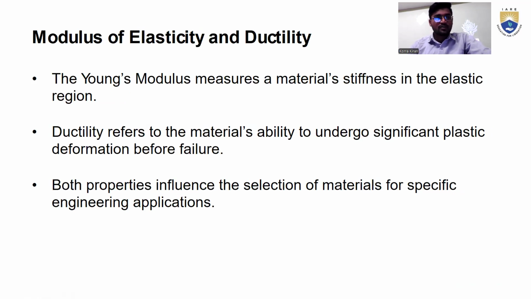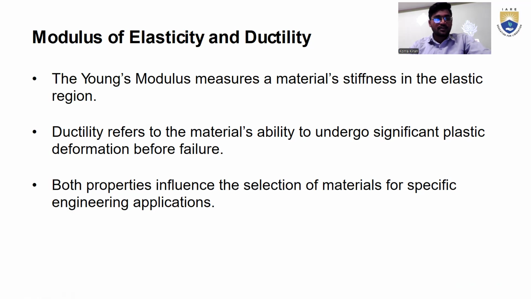And here we can observe the modulus of rigidity, modulus of elasticity and ductility. Young's modulus measures a material's stiffness in the elastic region. Here, Hooke's law is valid. That's why we can measure the stiffness of a material with the help of Young's modulus.